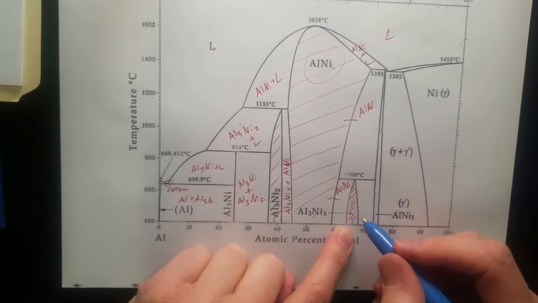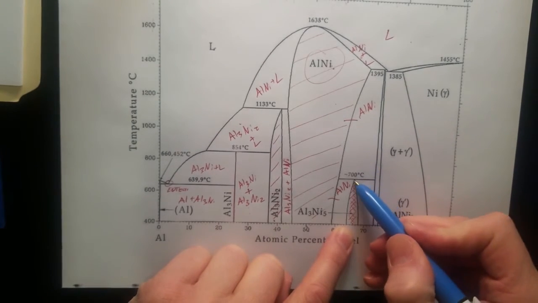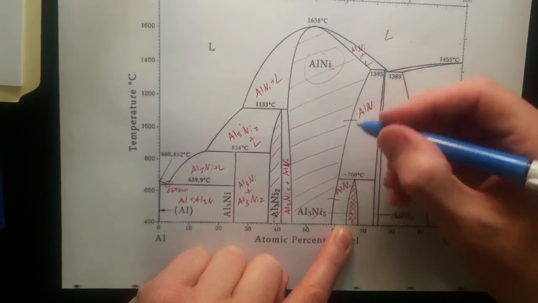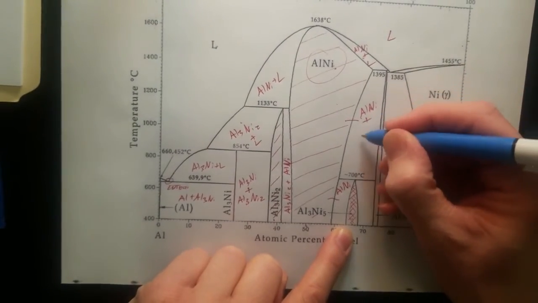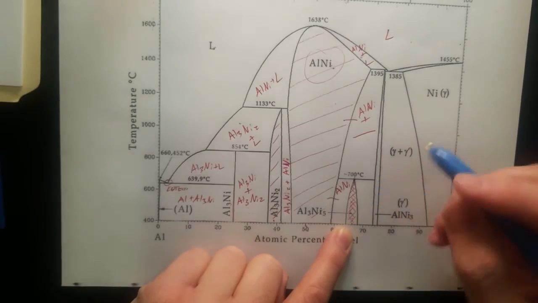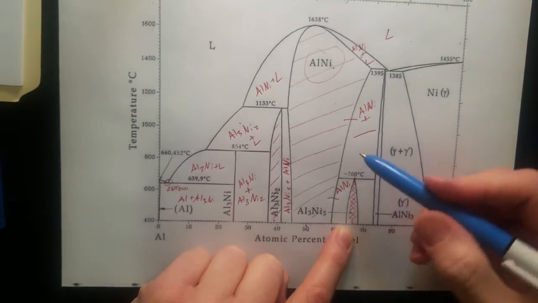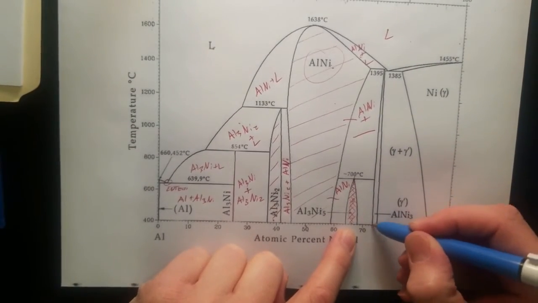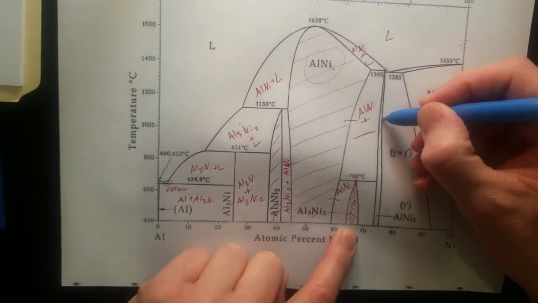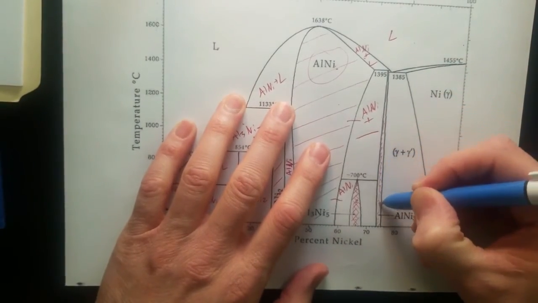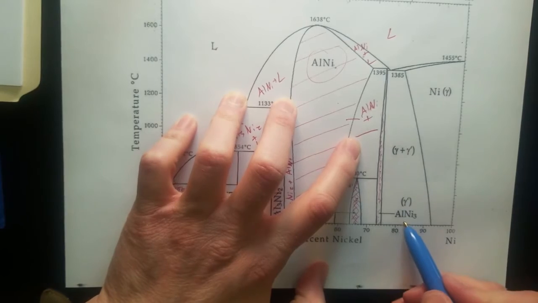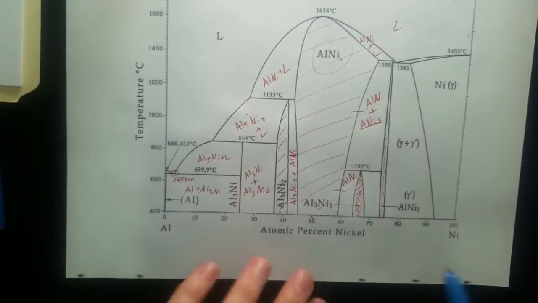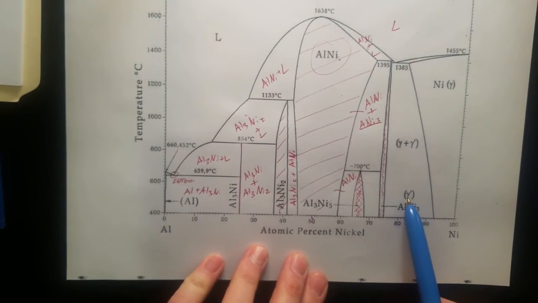That Al3Ni5 here is a paratectoid, because we're going from a two-phase region, this plus something, into a single-phase region. So that's a solid, two phases going to one, paratectoid. This is a single-phase region, which means this must be AlNi3. That's AlNi3, and they're calling it a gamma prime.